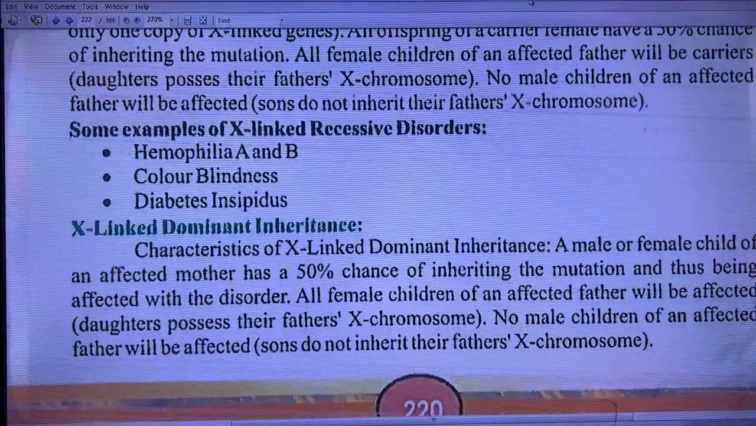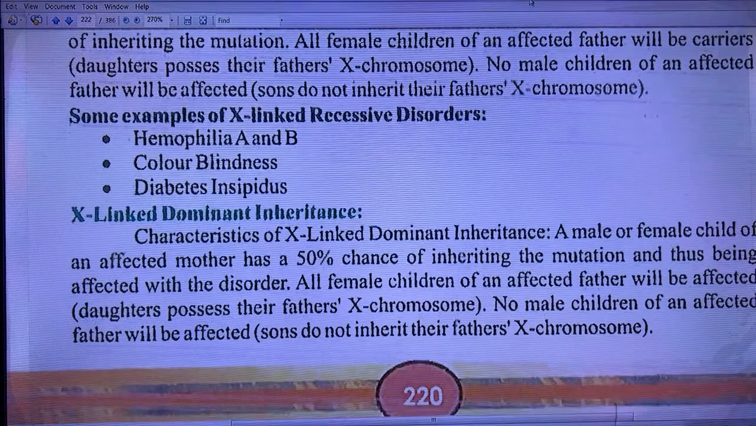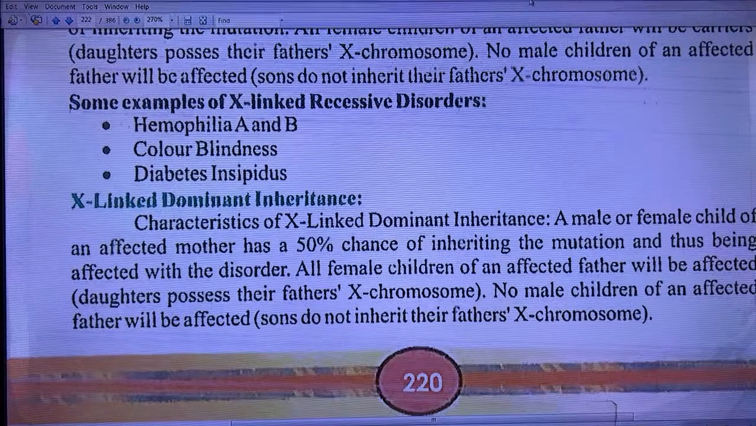Some examples of X-linked recessive disorders: hemophilia A and B, color blindness, diabetes insipidus. X-linked dominant inheritance. Characteristics of X-linked dominant inheritance: a male or female child of an affected mother has a 50% chance of inheriting the mutation and thus being affected with the disorder. All female children of an affected father will be affected. Daughters possess their father's X chromosome. No male children of an affected father will be affected. Sons do not inherit their father's X chromosome.